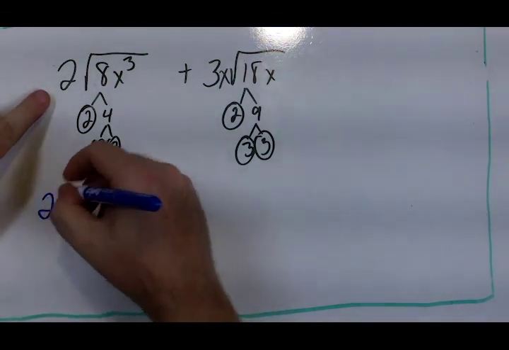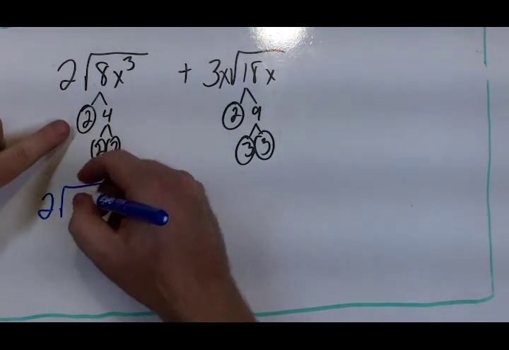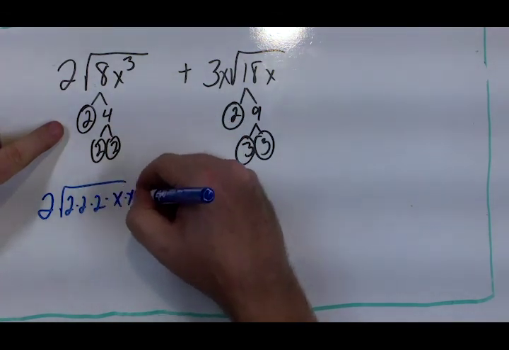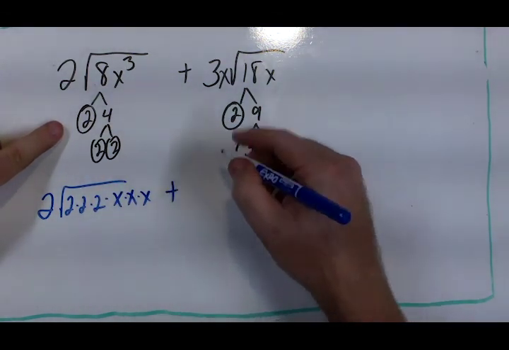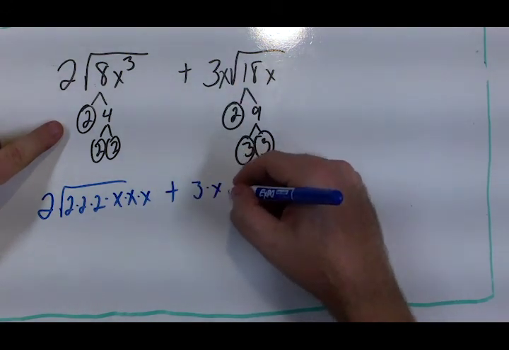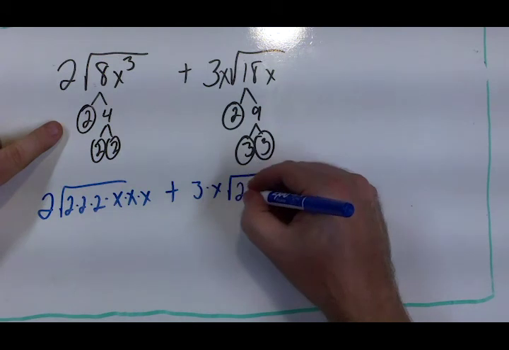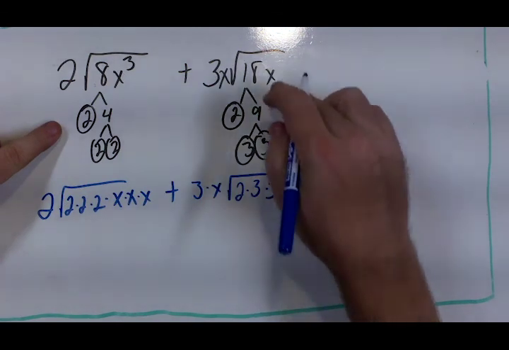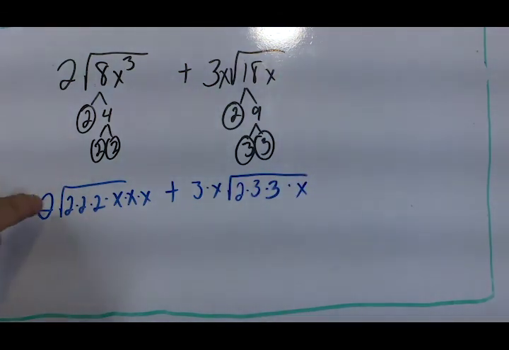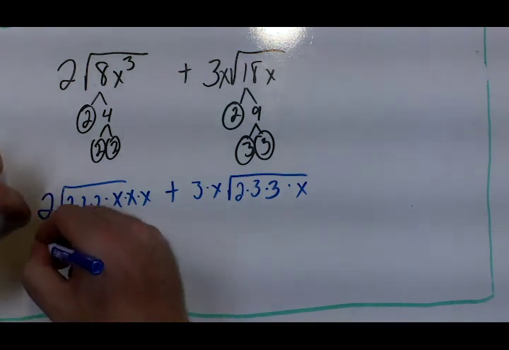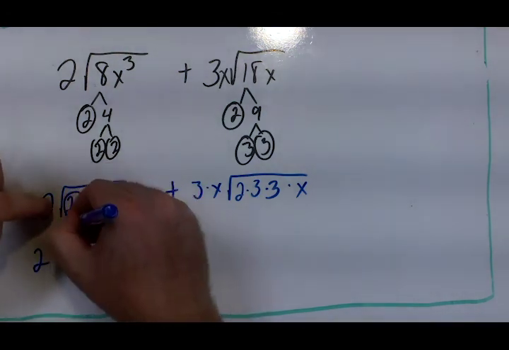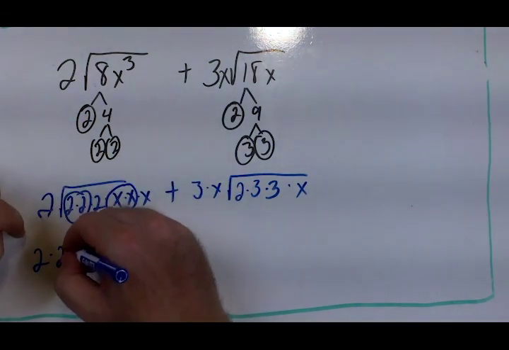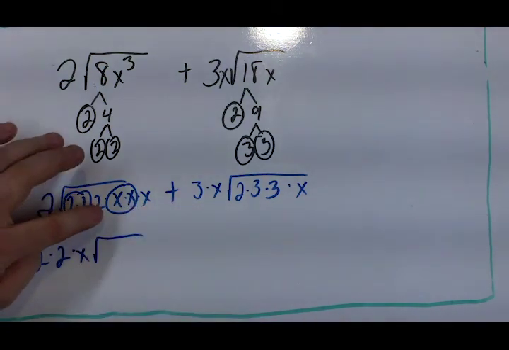So I'm going to take the 2, stays where it is, square root, and I've got 3 2's. And then because it's x to the third, I've got 3 x's. Plus 3x stays out front. I've got a 2, 2 3's, and then 1x. I'm going to go through, pick out my pairs. So this 2 is in front, stays. I have a pair of 2's. That 2 is not. There's a pair of x's. And then what is left underneath is a 2 and an x.